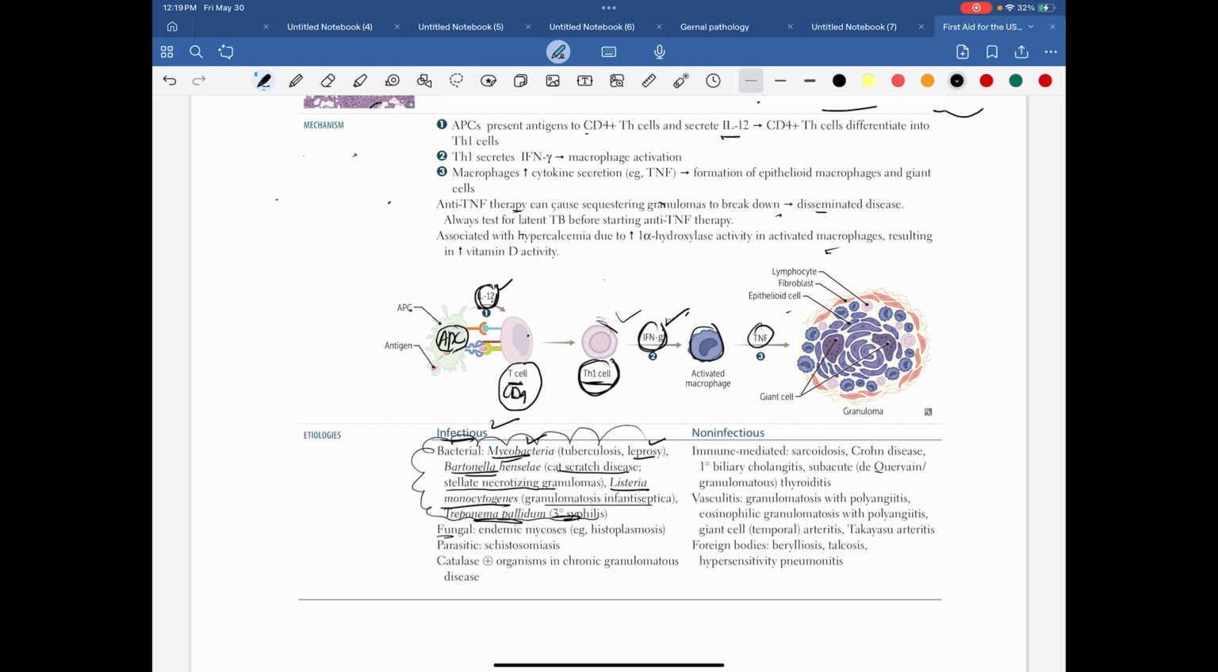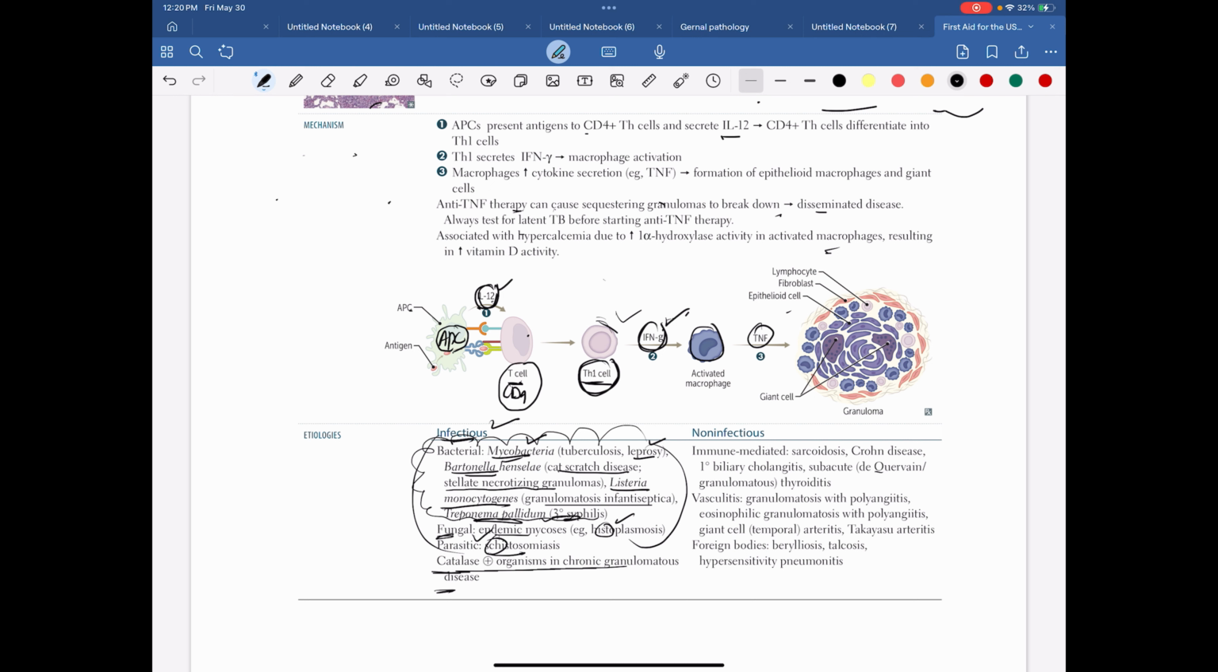Then we have fungal causes, like histoplasmosis infection, which is an endemic mycosis. Mycosis is basically a fungal infection. If you have schistosomiasis, it is a parasitic infection. So these are the important points you have to remember. These are the infectious causes: bacterial, fungal, parasitic. Then you have to remember that catalase positive organisms can cause chronic granulomatous diseases like chronic granulomatous disease. This is a very important point. Catalase positive organisms in chronic granulomatous disease are going to form the granuloma.